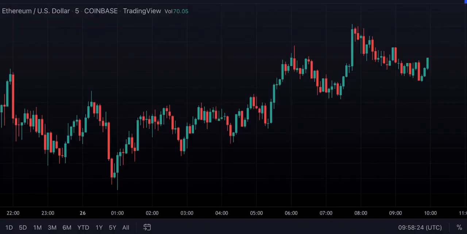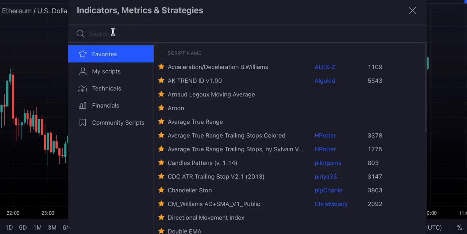Okay, so we're gonna backtest our strategy 100 times on Ethereum 5-minute time frame. And for our strategy, we're gonna need 3 indicators. So for our first indicator, we're gonna use Ichimoku Cloud.